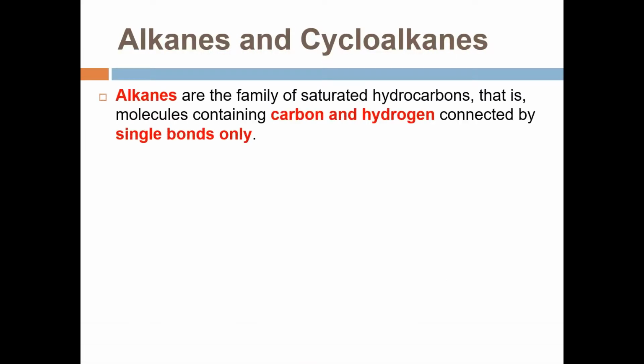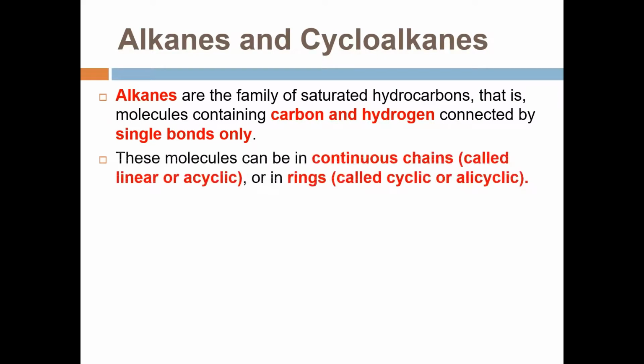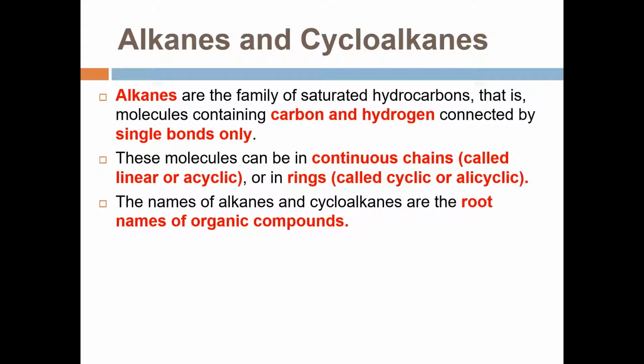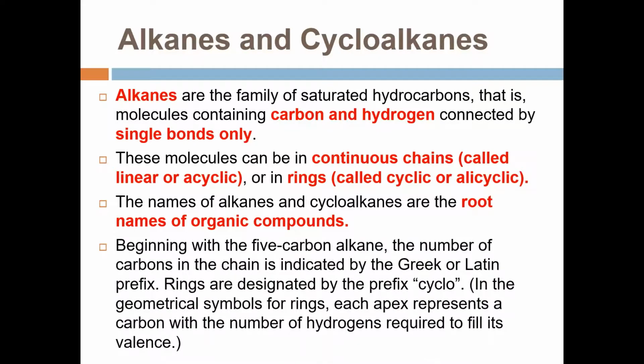Alkanes and cycloalkanes are connected by single bonds only. If they are a straight linear chain, we call it acyclic, but if it's in rings, we call it cyclic or alicyclic. The names of alkanes and cycloalkanes are the root names of all organic compounds.